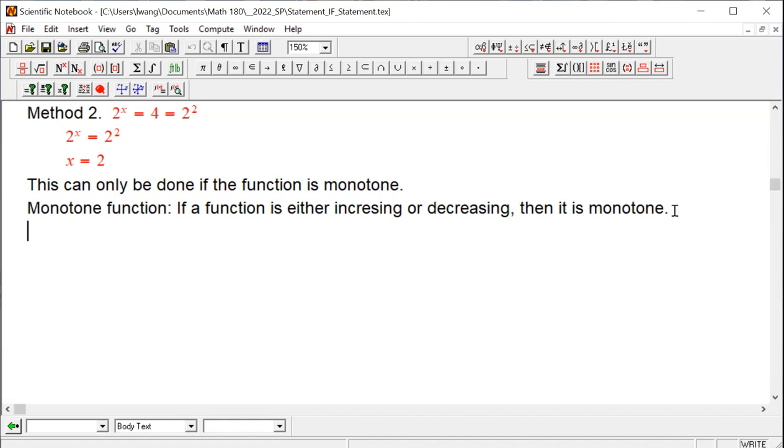All right. So why do we say this has to be a monotone function? Because what's involved here is not just simply, oh, you just go from here and equate x equals 2. It's not that simple. The reason for this step is that 2 to the power x is an increasing function.